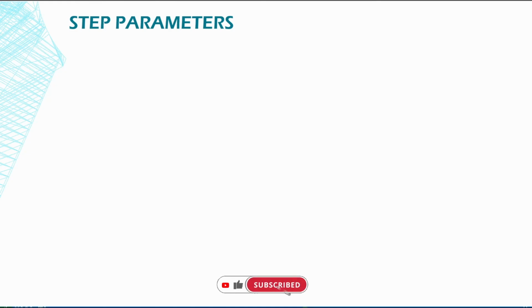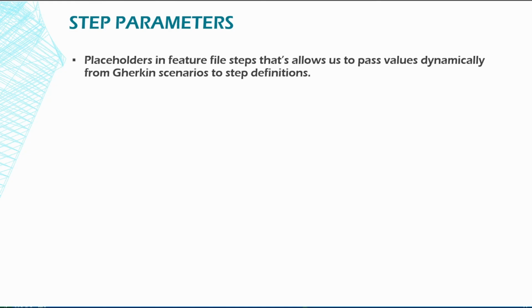So let's move ahead. In Behave, step parameters are actually placeholders in our feature file steps. This allows us to pass values dynamically from our Gherkin feature scenarios to our step definitions. These parameters are enclosed in double quotes in the feature file steps and are matched with corresponding expressions in our step definition files. We will see how to use that with an example.